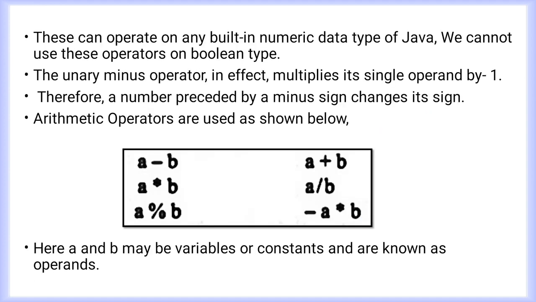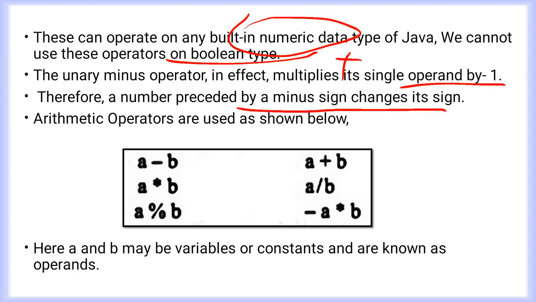They can operate on built-in numeric types of data. We cannot use these operators on Boolean type data; these operators operate only on numeric type data. They don't operate on the Boolean type, but they work on numeric data. The unary minus operator multiplies its single operand by minus 1. So it can be multiplied by minus 1. A number preceded by a minus sign changes its sign.